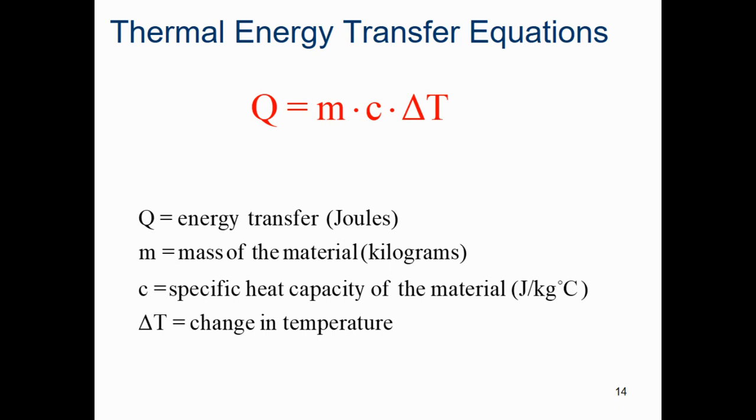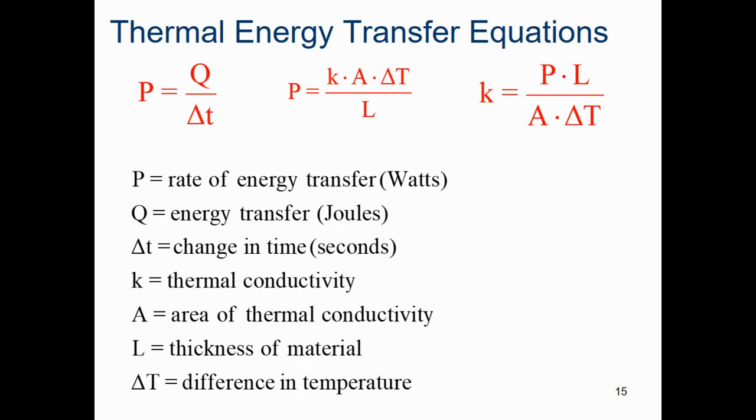Delta T, anytime you see delta, it means a change in, and the T stands for temperature. In addition, we have the following three equations that we'll be working with as we look at how an object in a system is going to either gain or lose thermal energy. We might be taking a look at the rate of energy transfer, which is our P. Q is the energy transfer that was just mentioned previously. Delta T is going to be the change in time, in seconds.